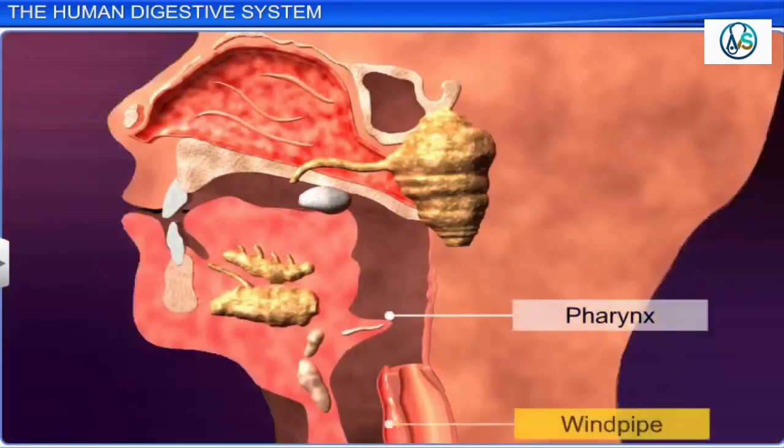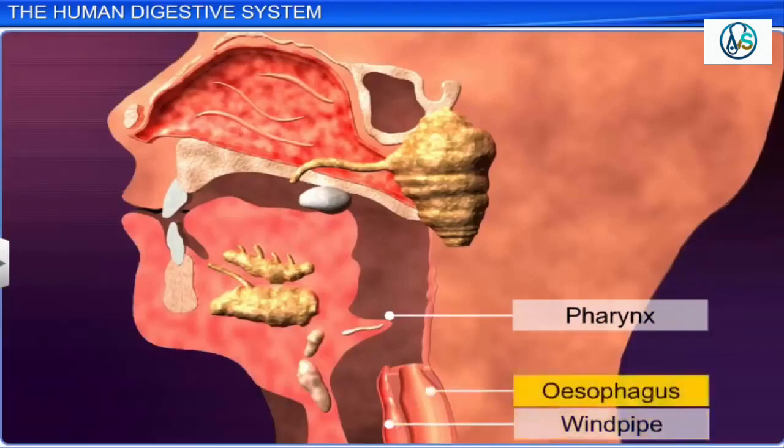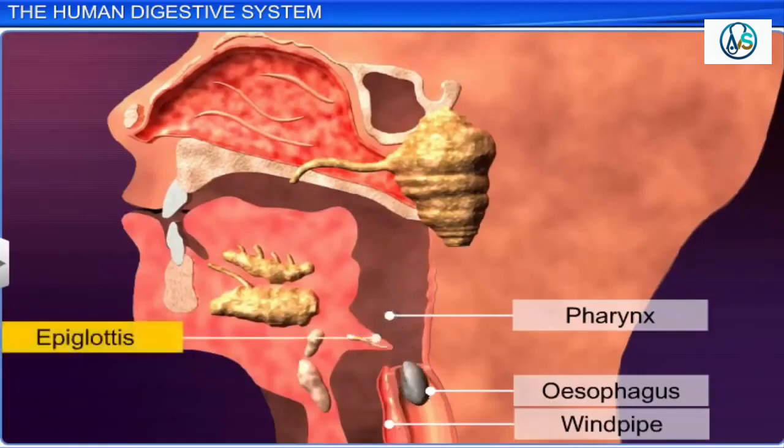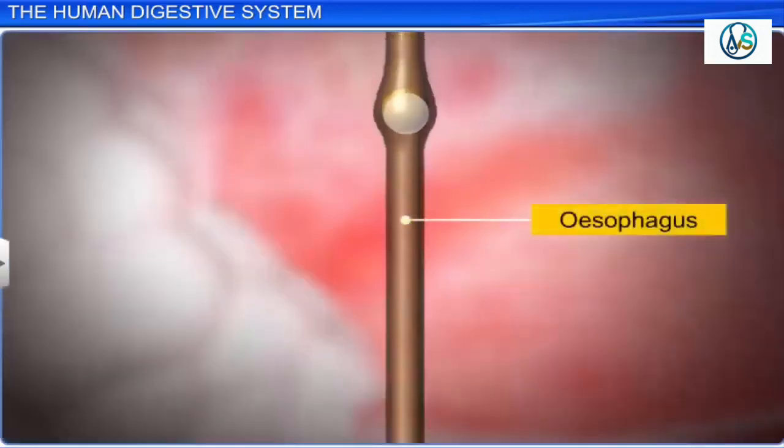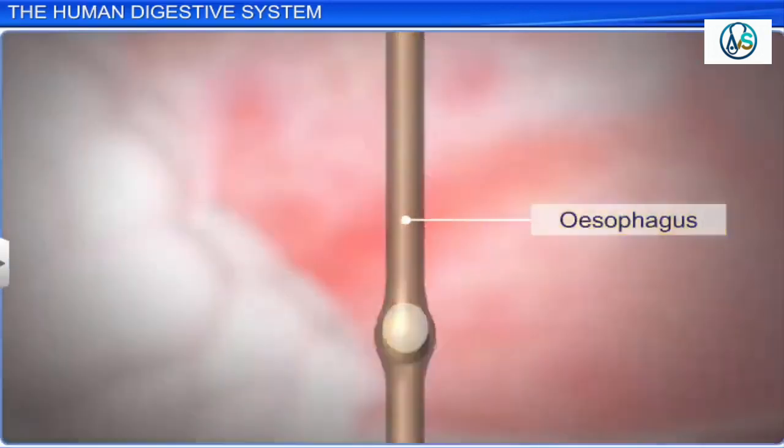The pharynx opens into the windpipe or trachea and the esophagus, a narrow tubular muscular organ. When food moves through the pharynx and approaches the esophageal entrance, a flap of elastic cartilage tissue called the epiglottis reflexively closes, thereby preventing the food from entering the windpipe. The esophagus conducts the food from the pharynx to the stomach.